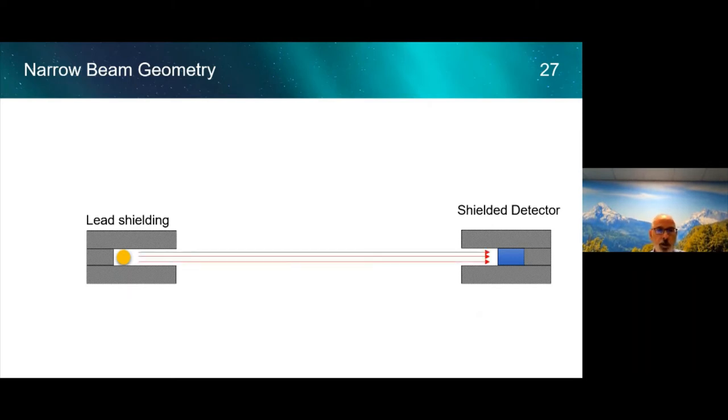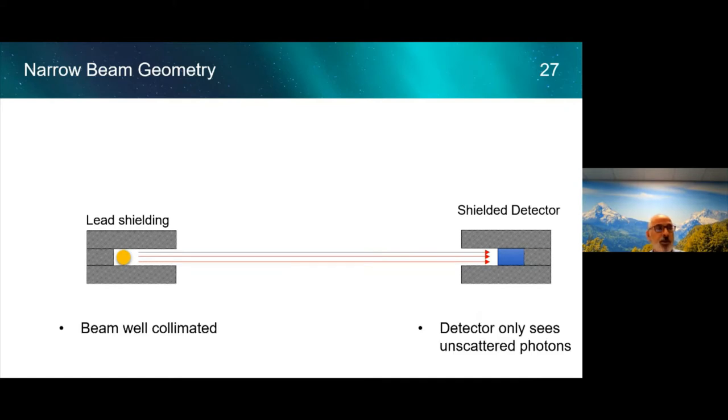Really what you're looking for is to limit what that detector sees only to radiation directly emanating from the source, not any scattered radiation that might scatter off anything between leaving the source and entering the detector. So you get a well collimated detector, only looking at unscattered radiation. In an ideal world, that's what we're trying to achieve.